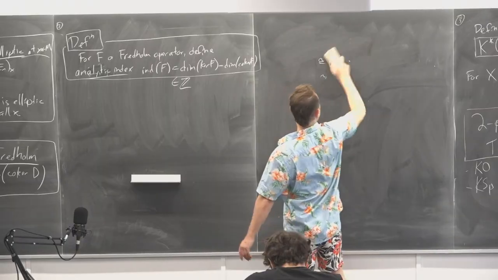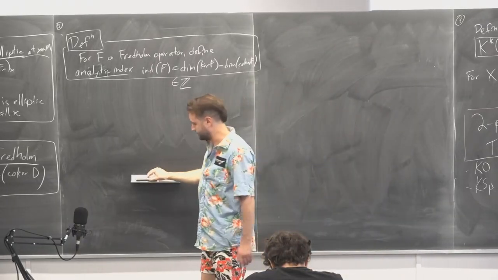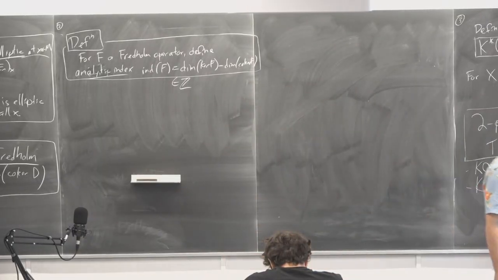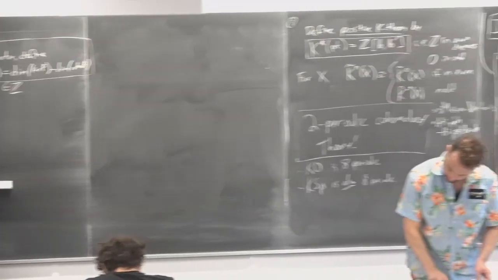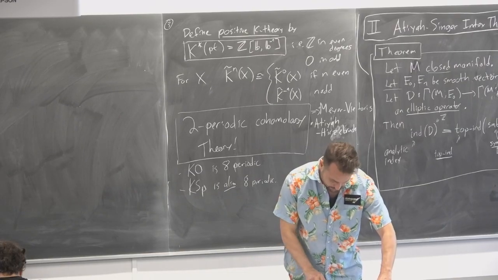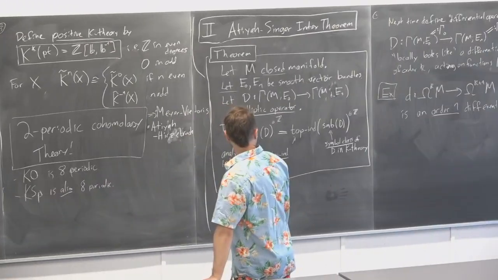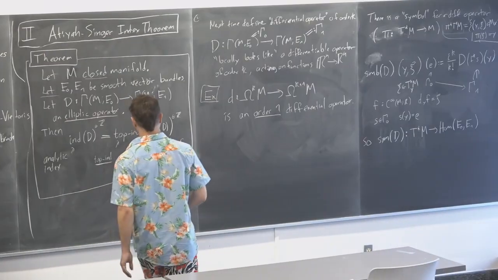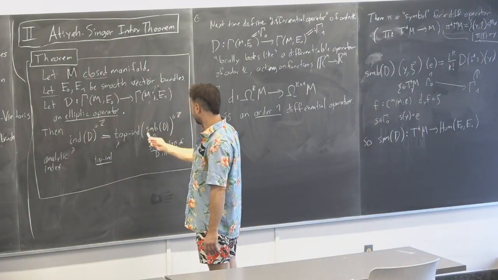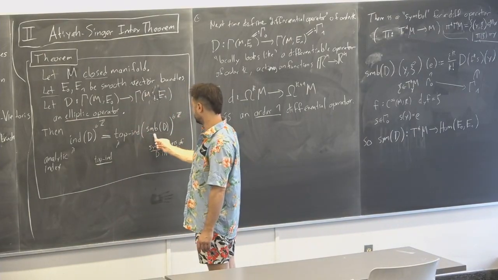Well, I can start at the end and see if I can work my way backwards. What I know about later is we're supposed to find that the symbol class lives in the compactly supported K-theory of the tangent bundle, not the cotangent bundle. Let's see. Okay, well, sure. Let's divert the definition of the symbol class of D for now.